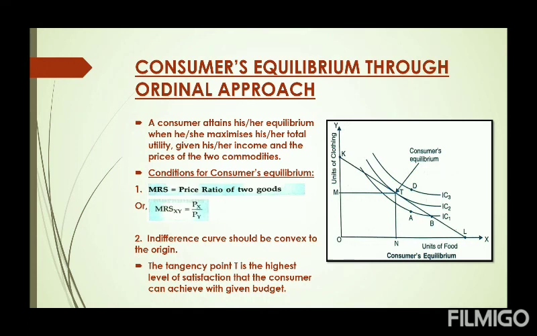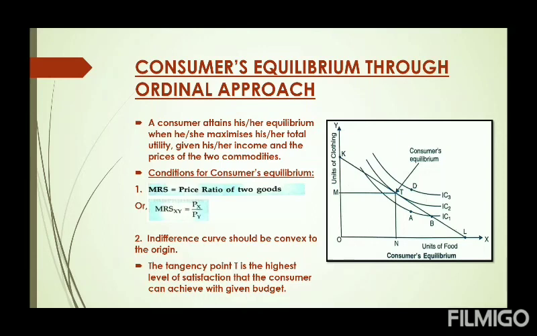On the budget line, we have two points mentioned in the diagram, point B and point T. So the consumer will purchase either B or T because both of them are lying on the budget, so he can afford both. Among B and T as well, point B is lying on IC1 and point T is lying on IC2. And we know that a higher indifference curve means a higher level of satisfaction. So combination T will give more satisfaction to the consumer than combination B because it is on the higher IC.